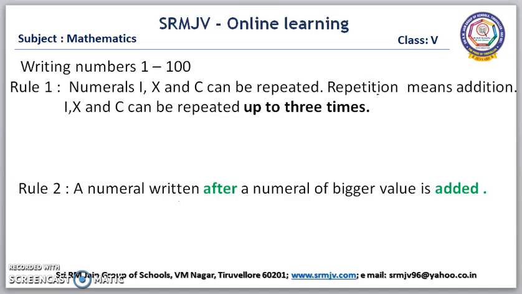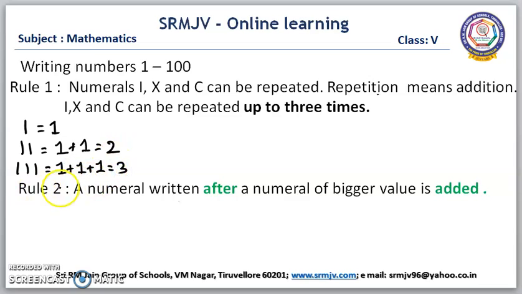Let us see one example. The value of I is equal to 1. If we are writing I 2 times, what is the meaning of that? Repetition means addition. So we have to add. The value of I is 1 plus the value of another I is 1. So the value of the Roman number is 2. If we are writing I 3 times, we have to add 1 3 times. So the value of the Roman number is 3.